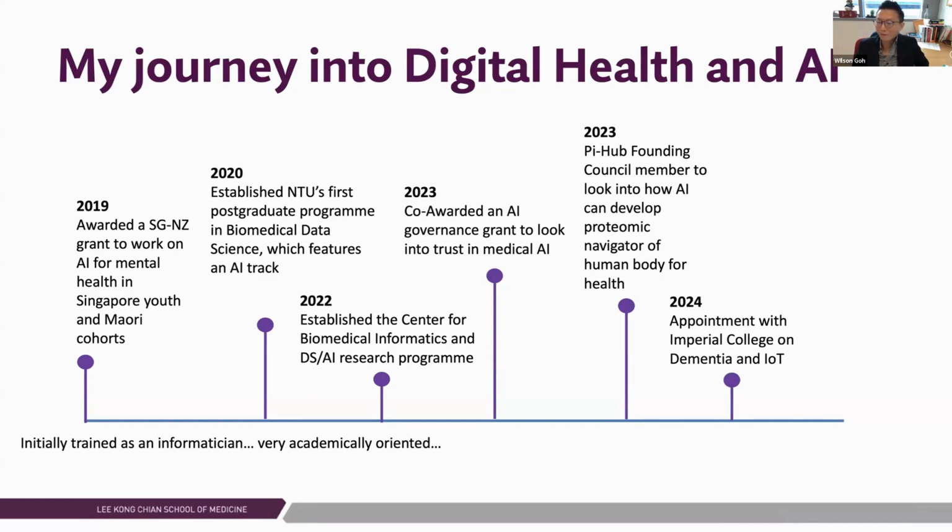In 2024, fresh at the beginning of this year, I received an honorary joint appointment with Imperial College to work on dementia and the Internet of Things. There are two parts to this appointment. One part is field testing novel technologies for home-based monitoring of pre-dementia elderly, and we'll be looking at this digital data to predict who is more likely to undergo conversion, and if so, what that pre-conversion event looks like.